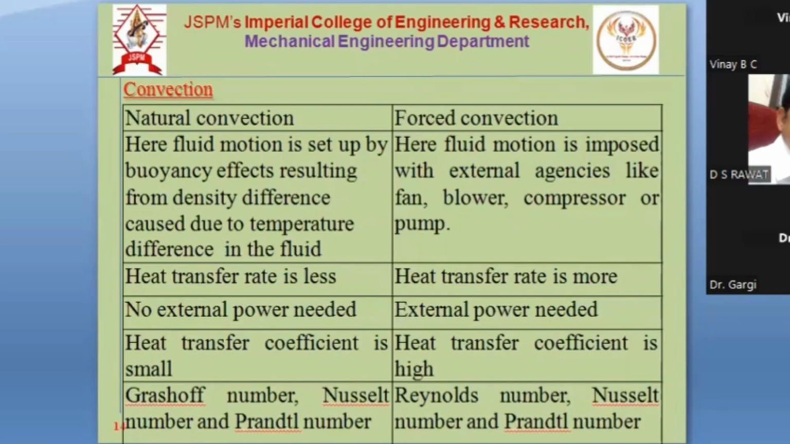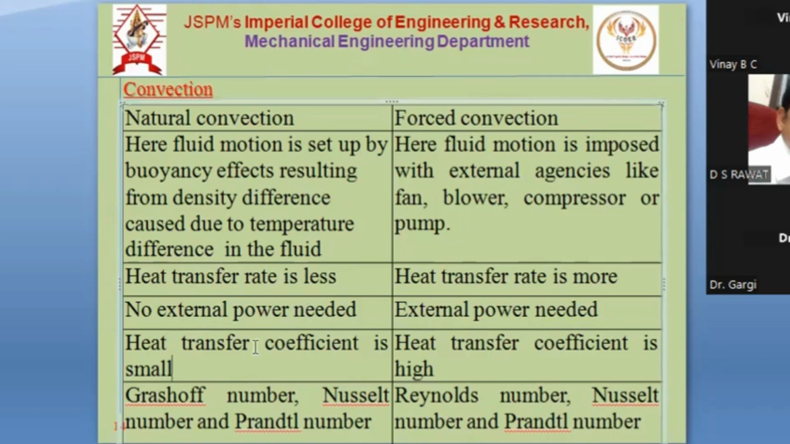Now we'll just see the difference. As I mentioned, you start your design with natural convection, and if it is not possible, then you go for forced convection. So what is the drawback of natural convection? Heat transfer is less, and in forced convection, heat transfer is more. But natural convection is free. We don't need any external power for moving the fluid, but in forced convection we need external power.